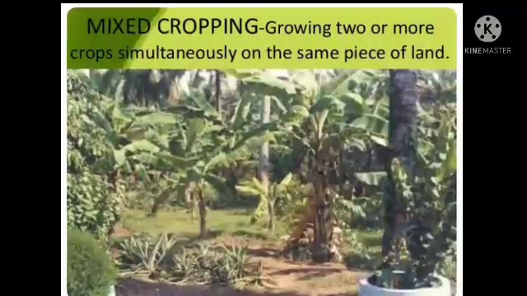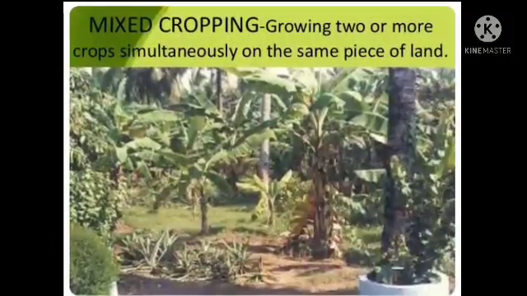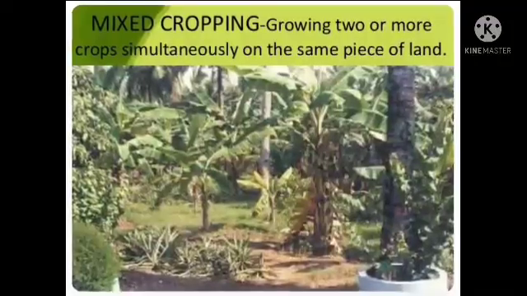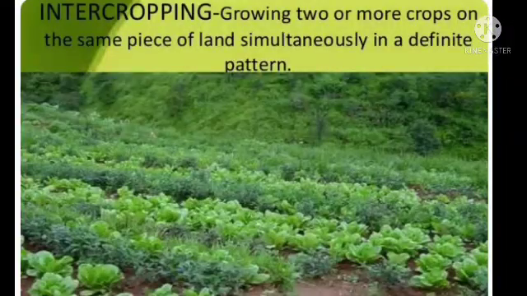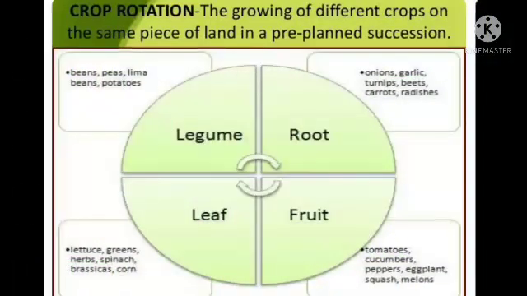Mixed cropping. Growing two or more crops simultaneously on the same piece of land. Intercropping. Growing two or more crops on the same piece of land simultaneously in a definite pattern is intercropping. Crop rotation. The growth of different crops on the same piece of land in a pre-planned succession.